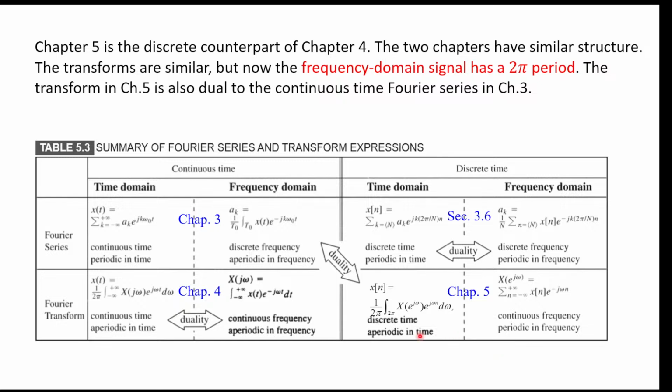Later we'll see that this is actually due to what we talked about very first, the continuous time Fourier series, where the time domain signal is continuous and the frequency domain signal is discrete. So you have continuous but periodic here and discrete here. And in this chapter, we have discrete here and continuous but periodic with period 2 pi here. So duality actually comes from chapter 3, and it's quite interesting.